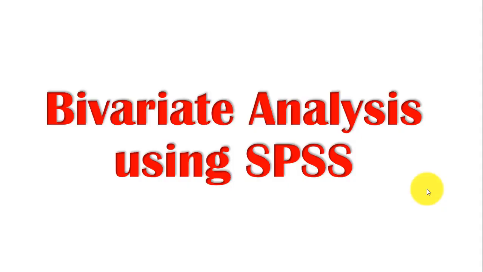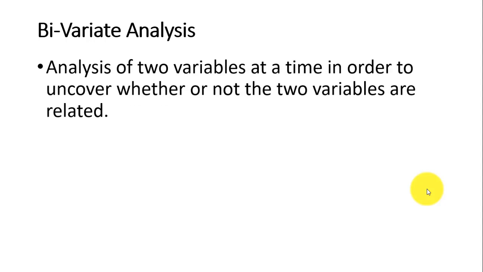Hello friend, in this video I am going to describe bivariate analysis using SPSS. Bivariate analysis is the analysis of two variables at a time in order to uncover whether or not the two variables are related with each other.